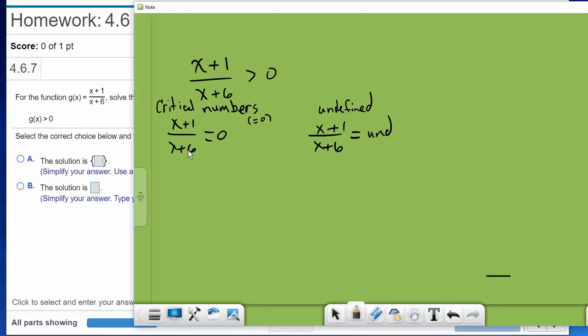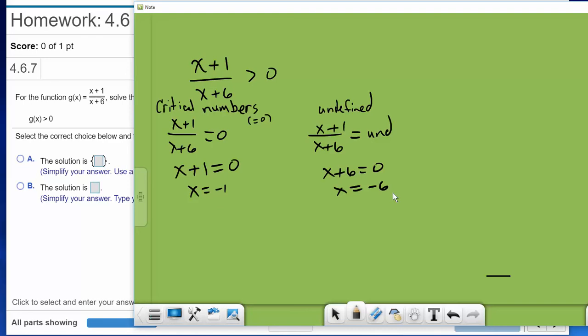So when does a fraction equal 0? And again, we talked about it in the last section. That's where the numerator equals 0, or you can just multiply both sides by the x plus 6 and you'll get here. So x equals -1. And when is a fraction undefined? That's when the denominator is equal to 0. So x equals -6.